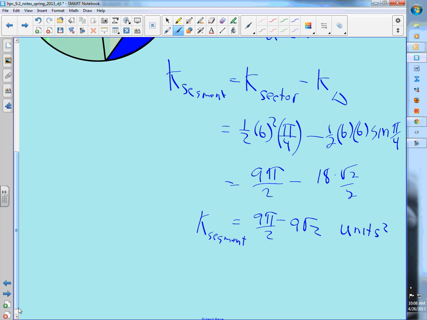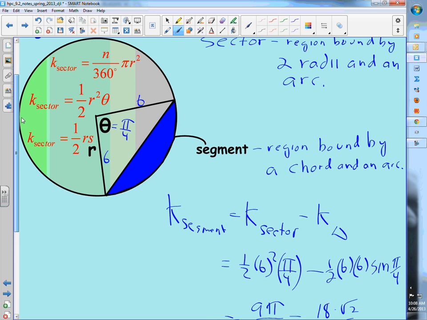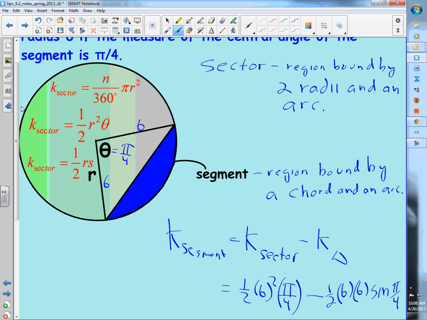Any questions on that? On what a segment is, what a sector is? You need all 3 of those formulas depending upon what you're given. What was S in this formula? Anyone remember? Arc length. We haven't done this in a while, so R is the radius, S is the arc length, theta is your angle in radians, and N is your angle in degrees. Everybody good here?